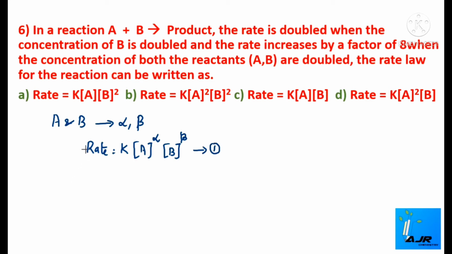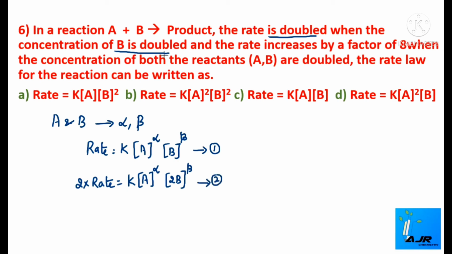Now, see the first condition. What is the first condition given? The rate is doubled when the concentration of B is doubled. Now I am going to rewrite this equation based on this factor. So how does this equation become? 2 into rate, since the rate is doubled, is equal to K into, so already it's given, concentration of A remains as such, whereas concentration of B is doubled. When concentration of B is doubled, the rate is doubled.